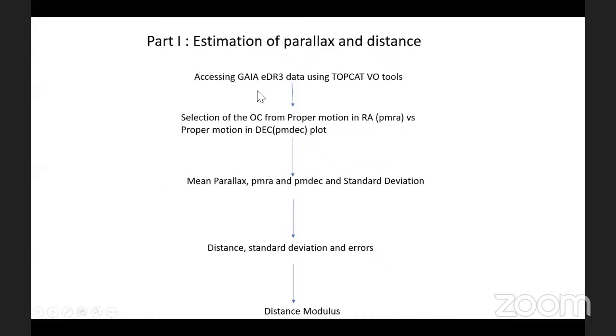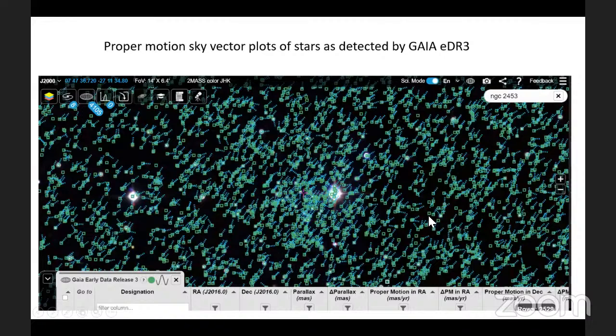The idea is to get Gaia EDR3 using the TopCat virtual observatory tools, mainly the cone search, and go ahead with open clusters in proper motion plots, selecting a portion and finding the mean parallax, standard deviations and so on. Then finding the distance, deviations, and errors, and the distance modulus. This is part one. I start by showing the area as seen in Gaia ESA Sky. All these sky plots are detected by Gaia EDR3 data.